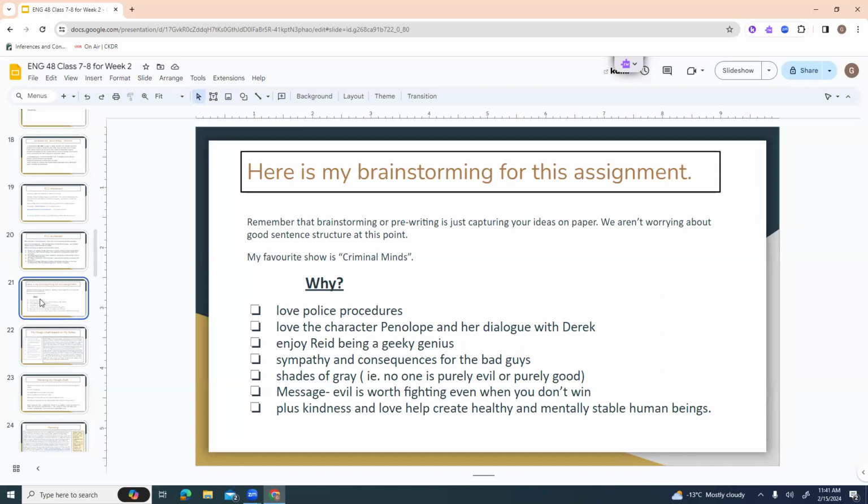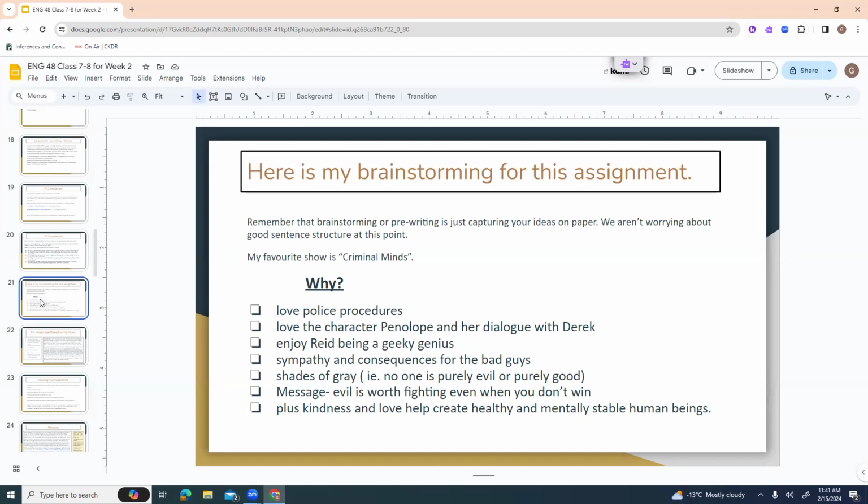This is just the part where you'd make little notes to yourself so you have an idea of what to write. It doesn't have to be in complete sentences. It doesn't need to worry about being neat or being spelled correctly. It's just the ideas for you to kind of get your writing juices going so you have an idea what to say. So my favorite show is Criminal Minds.